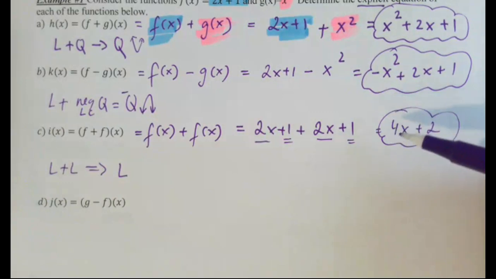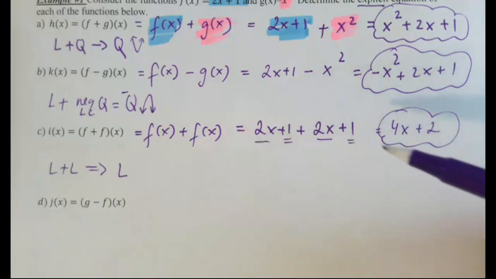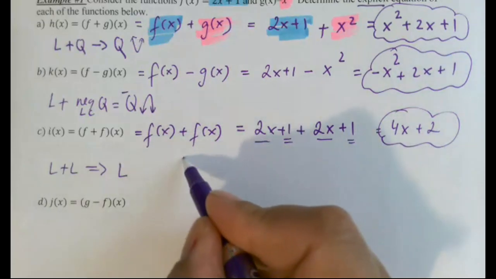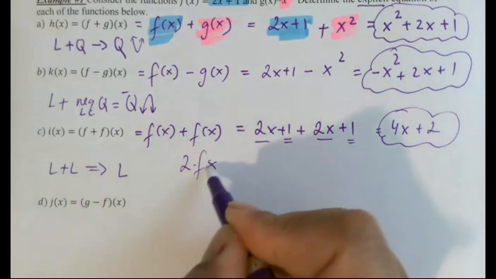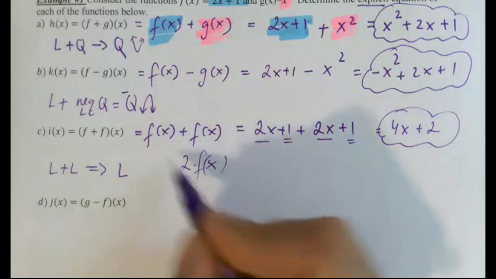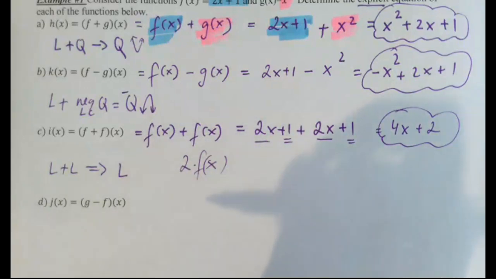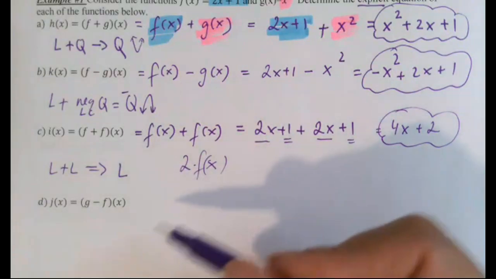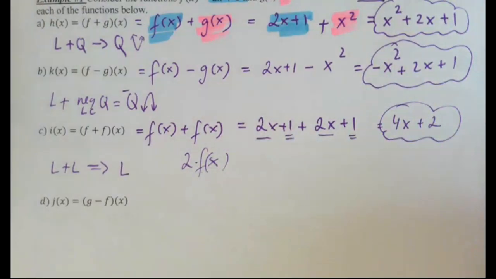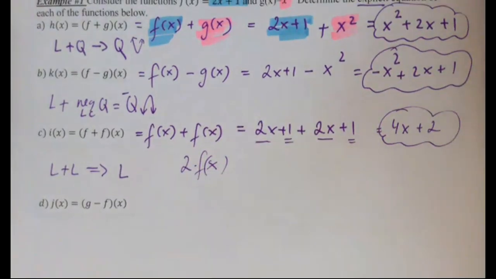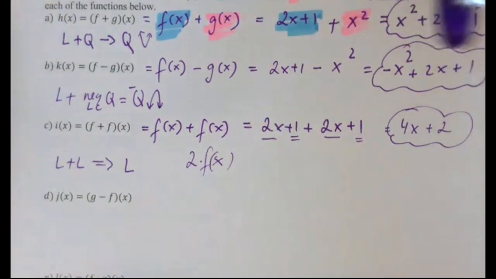This has a bigger slope, so it's going to be a steeper line in comparison to f of x. So basically this one is the same thing as doing 2 times f of x, right? Doubling the function, the same thing. So it will be a vertical stretch by a factor of 2, if you want to look at it from the perspective of transformations.